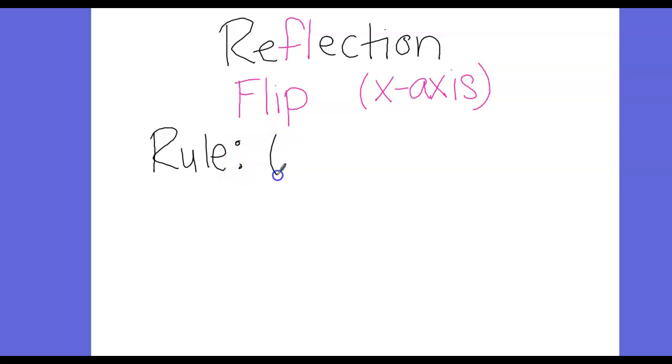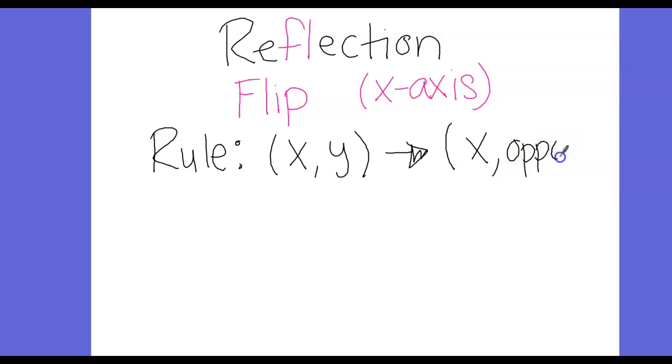The rule, when you start with an x, comma, y, our new image will be x, comma, opposite y. So your original point is the xy, but then when you reflect it over the x-axis, your new point will be the same x, but opposite y.